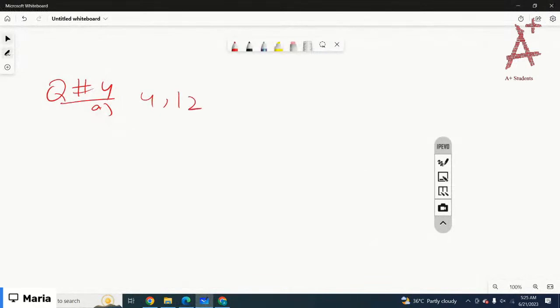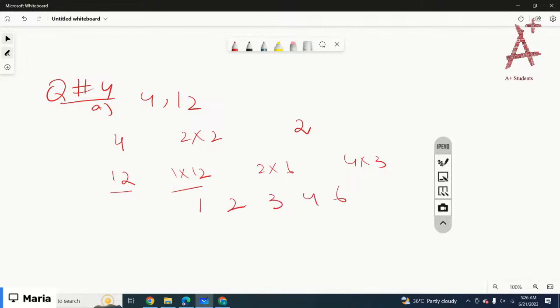4 and 12. So the common factors means you have to find a number, that same number that can divide both 4 and 12. Got it? So let's see how can we make 4. 2 times 2 is 4. And how do we make 12? 1 times 12 is 12, 2 times 6 is 12 and 4 times 3 is 12. That means the factors of 12 are 1, 2, 3, 4 and 6. You have to look for the common factors.